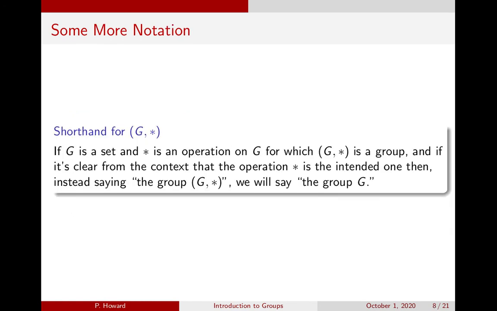And now a little bit of shorthand, which I won't use very often, but which the book uses very frequently. If you have a set G and an operation star on G, and G comma star is a group, if it's clear from the context what the operation star is, then instead of saying the group G comma star, we may simply say the group G. So as I say, the book uses this shorthand very frequently.